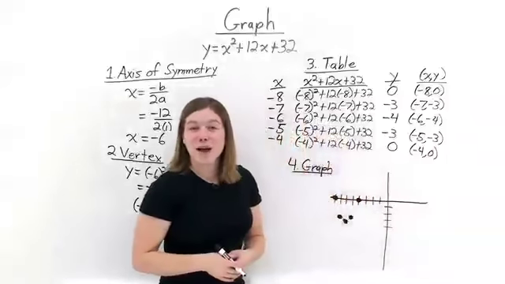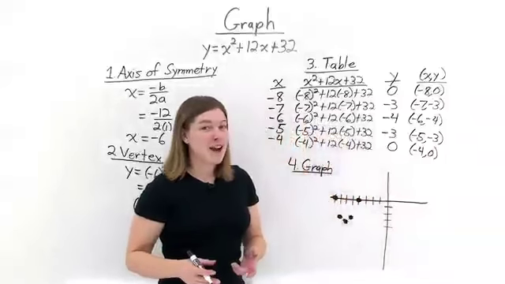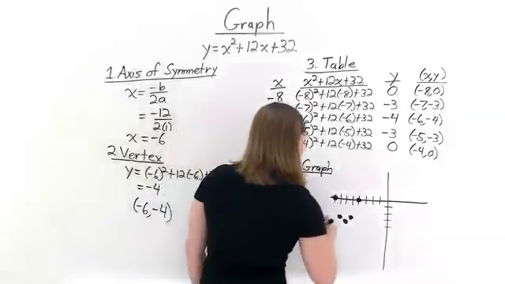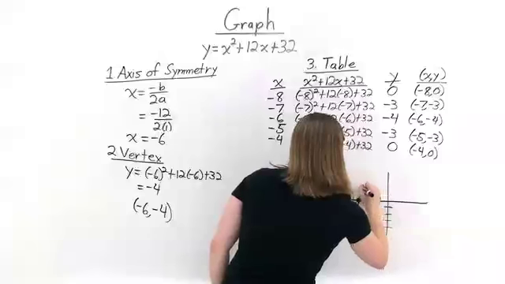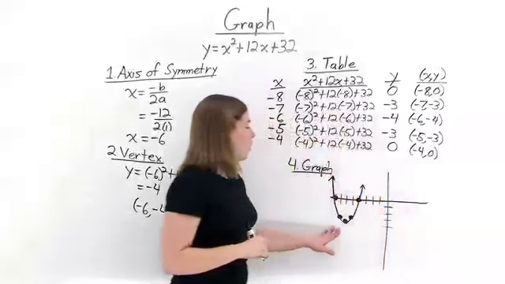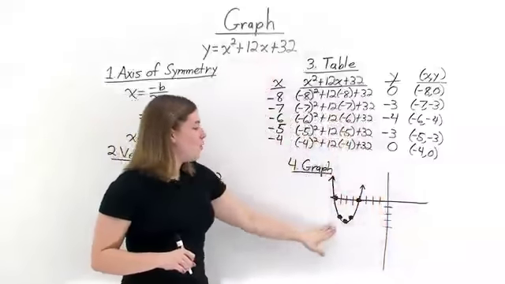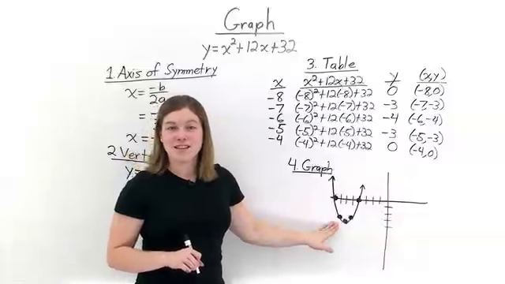Great! Now we've plotted all our points. To make our graph, all we need to do is connect the dots. When we connect the dots, we get a parabola that looks like this. So, our equation graphs to a parabola that looks like this.